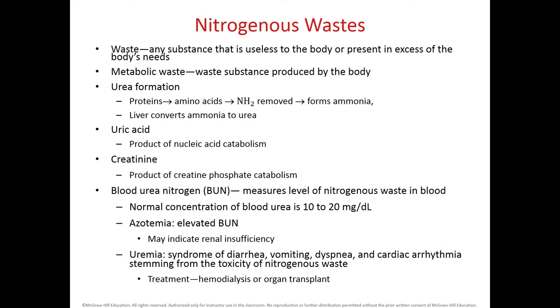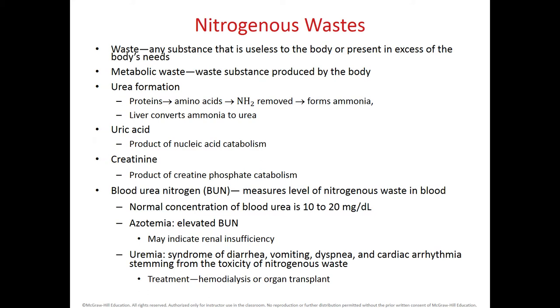Now, measuring urea in our blood is known as BUN, or blood urea nitrogen. And the normal concentration of blood urea is between 10 to 20 milligrams per deciliter of blood. And when someone has elevated BUN, or azotemia, it may be because the person has kidney failure.